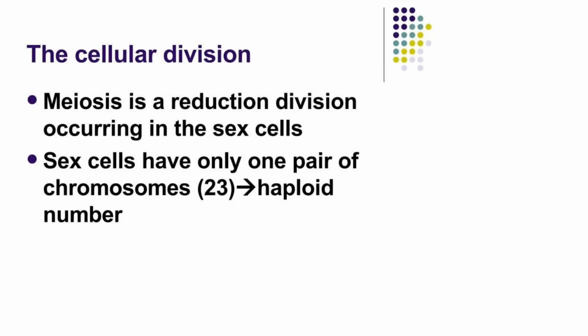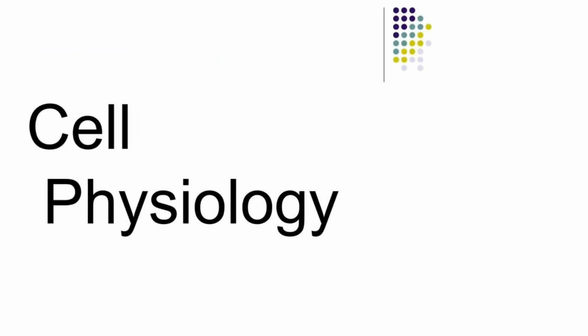Let's review cellular division. Meiosis is a reduction division that occurs in sex cells. Sex cells have a haploid number, meaning they have only 1 pair of chromosomes, which is 23. We will now discuss cell physiology, focusing on how substances move across cell membranes.